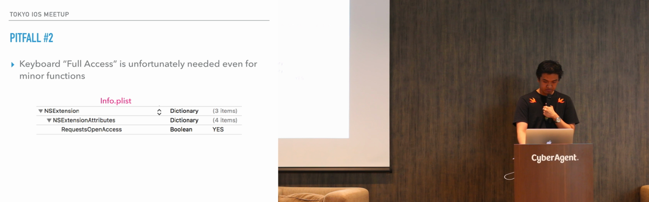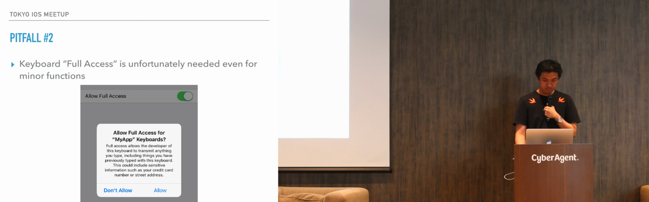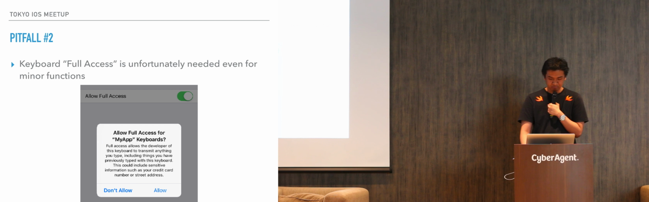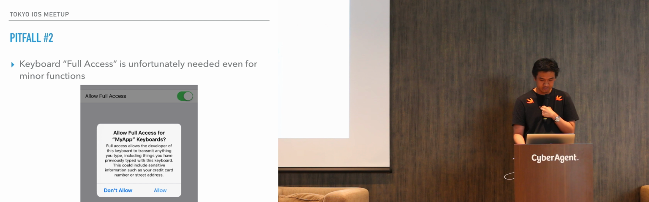Now the scary part is that to allow this full access, the user needs to toggle the switch from their Settings app, and they're going to be presented with this scary dialogue saying, full access allows the developer of this keyboard to transmit anything you type, including things you have previously typed with this keyboard. This could include sensitive information such as your credit card number or street address. But we only want to play the clicking sound, right? Unfortunately, this is how users are made aware of how powerful developers can use these keyboard extensions.